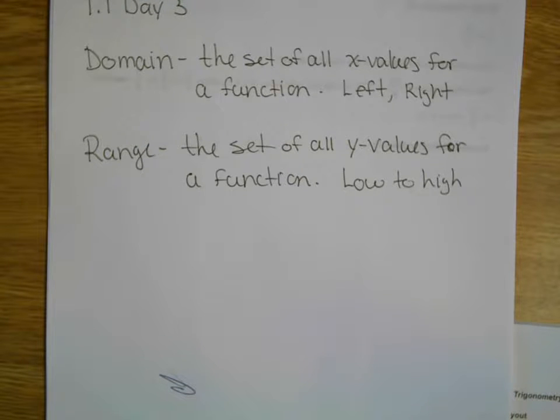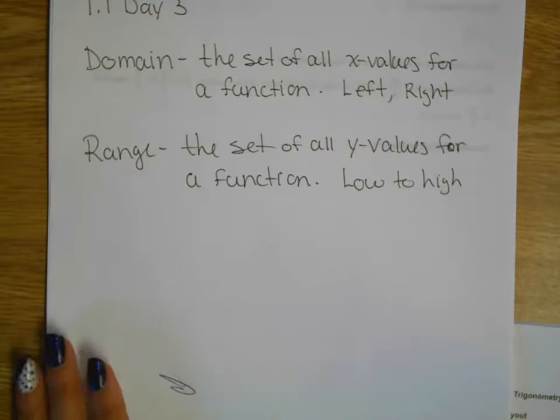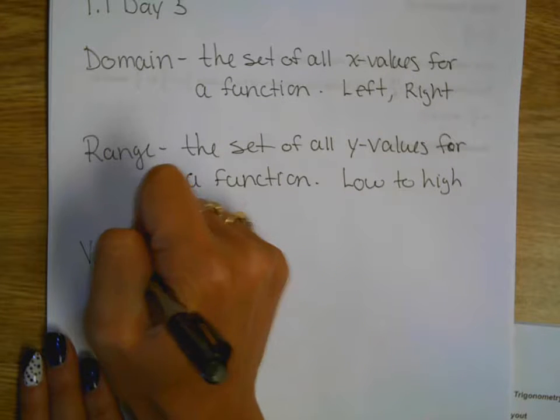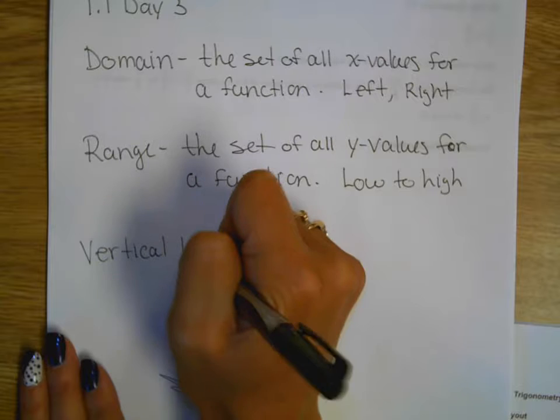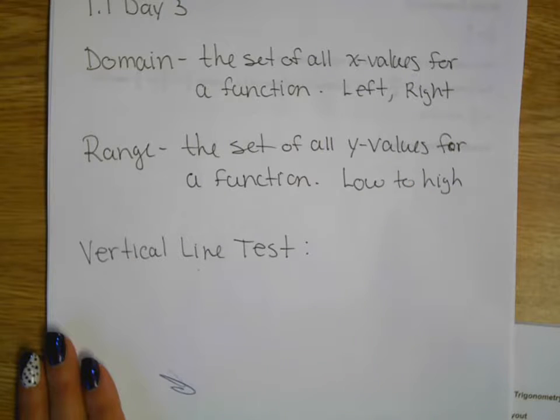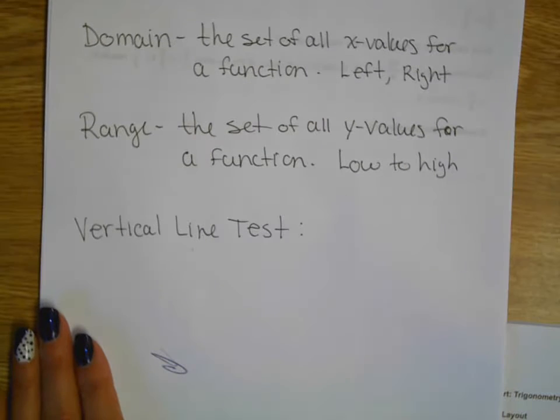And we also want to be able to determine if an equation is a function. Do you remember the test you used to test to see if it was a function? Vertical line test. And how did that work again? If there's more than one point that goes through the vertical line, it means it's not a function. Correct. Because every x value can only give one y value.